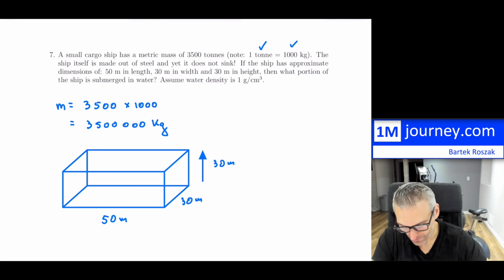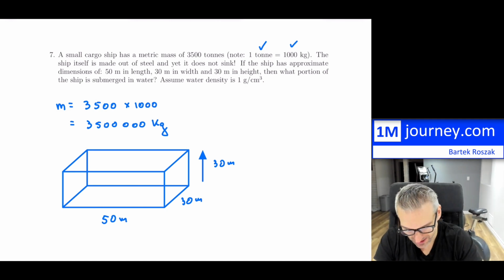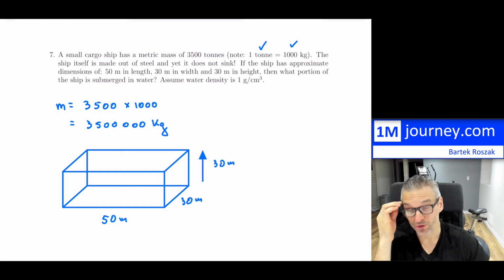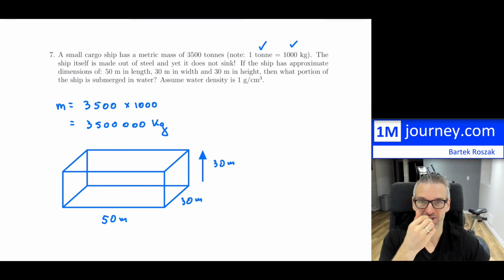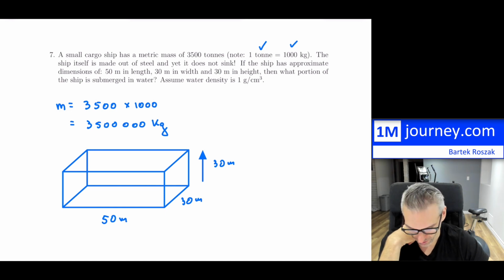Now, the ship is mostly hollow, right? Inside of here, it's pretty much hollow as you're going through. If it wasn't hollow, that's actually what the problem would be, and it would most likely sink, right? It just depends. The water can only hold up so much.